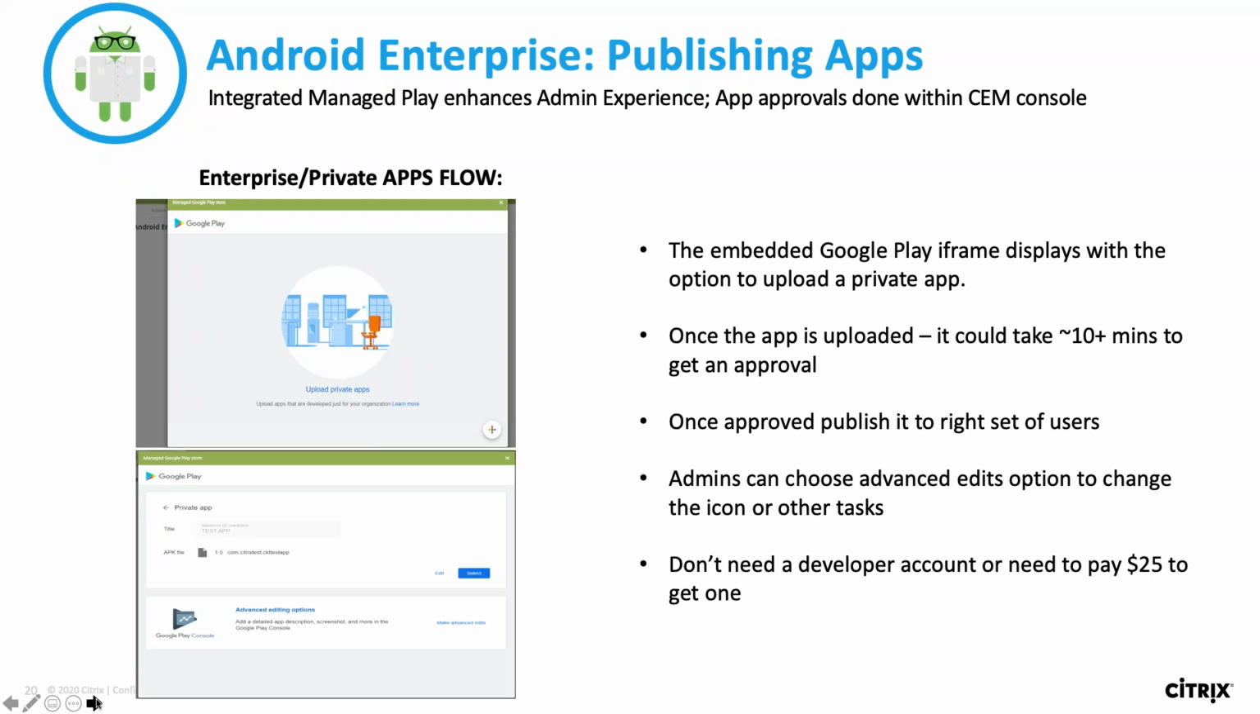But in this case, what we have done is we've integrated the private apps flow within our EMM console. So it just simplifies it. You just select private or enterprise apps, put in your APK. There are certain checks that are done, that this package name does not already exist or it's been compiled correctly. Once that is done, then approximately within 10 minutes or so, the app is approved and you can go and publish that private app to the list of users that you want to. And no $25, no developer account needed over here.